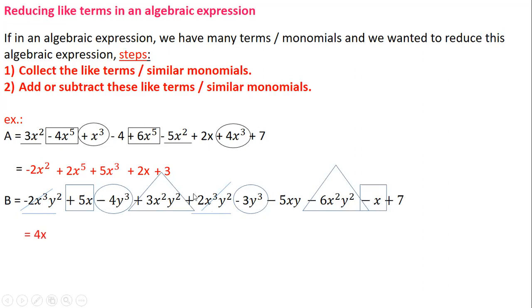Minus 4y cubed and minus 3y cubed: minus 4 and minus 3 gives me minus 7y cubed. Plus 3x squared y squared and minus 6x squared y squared gives me minus 3x squared y squared. We keep minus 5xy as it is, and we keep the plus 7 also as it is. So this is the reduced algebraic expression.